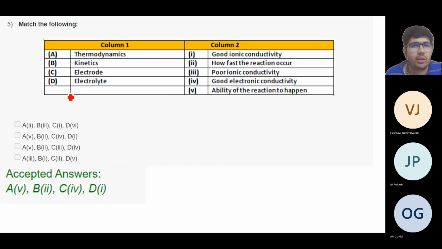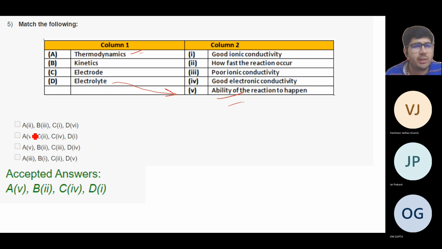And what about the D electrolyte? D4, ability of the reactions to happen. So D is wrong actually. So electrolyte is for the good ionic conductivity, not for ability of the reactions to happen, because ability is defined by the thermodynamics. Okay. So A is for 5.